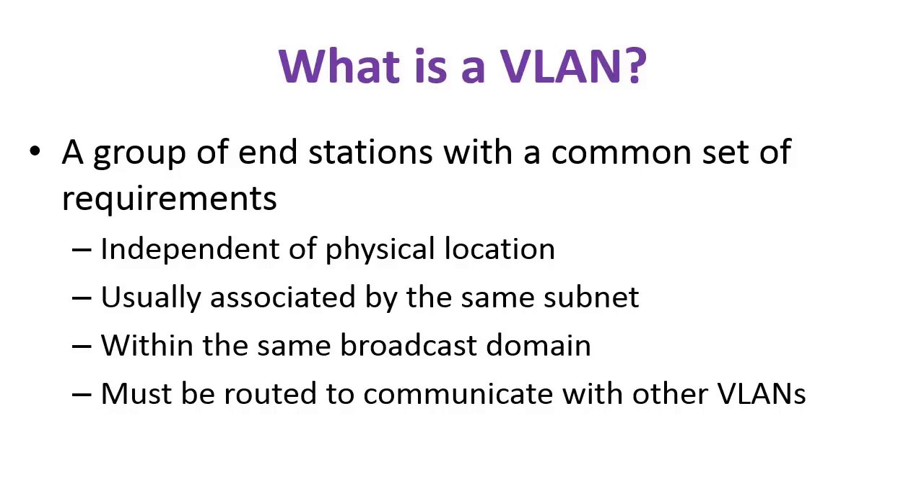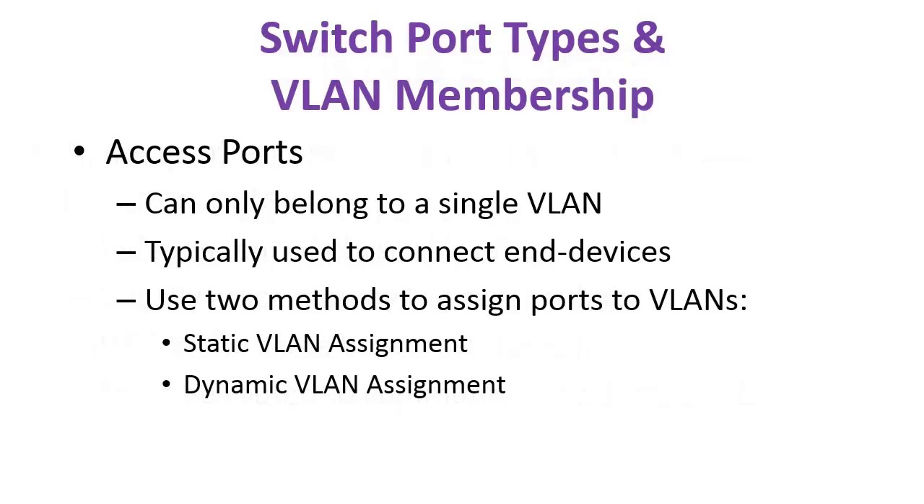Now, there are two types of switch port types for VLAN membership that we need to understand. And the first is the access port. Access ports can only belong to a single VLAN. When you think of an access port, it's pretty much what you probably think of. It's usually for end devices like a workstation or a server. It is a device that is an end station. And again, an access port can only belong to a single VLAN, typically used to connect end devices.